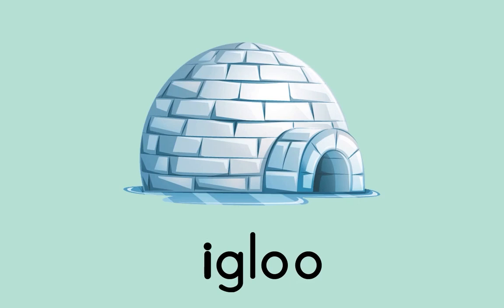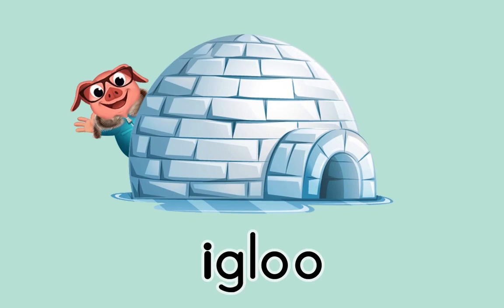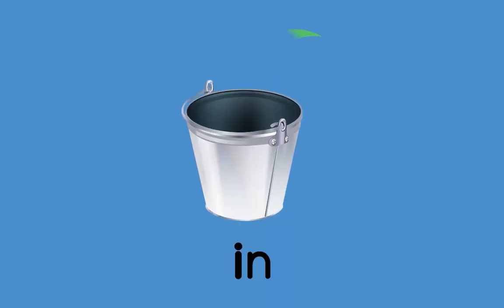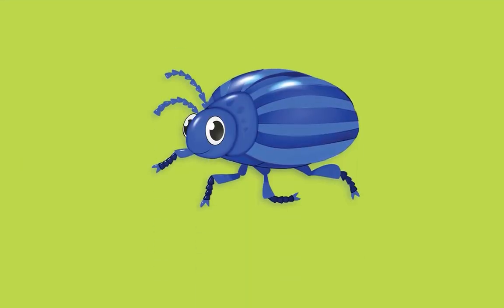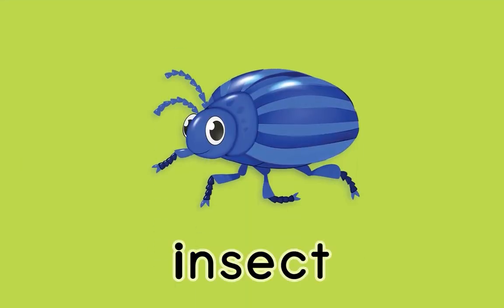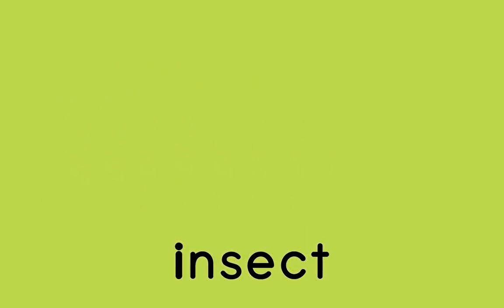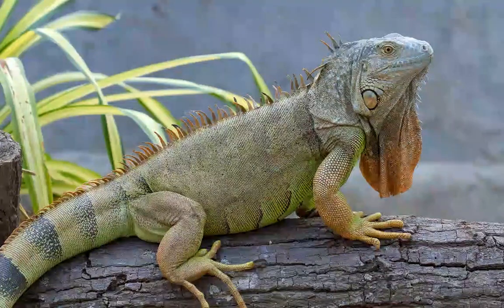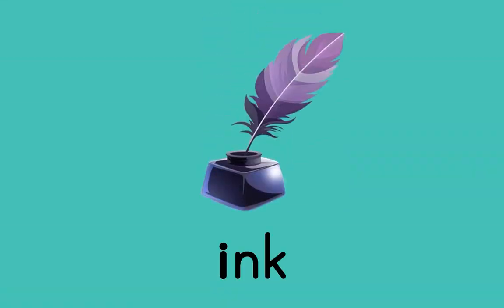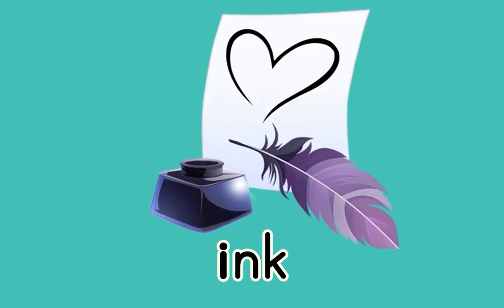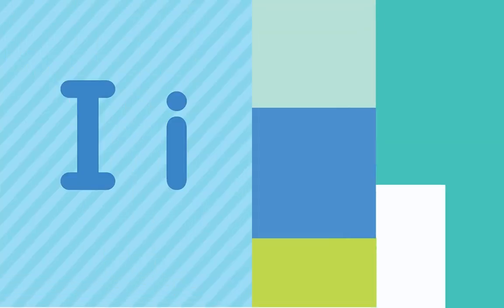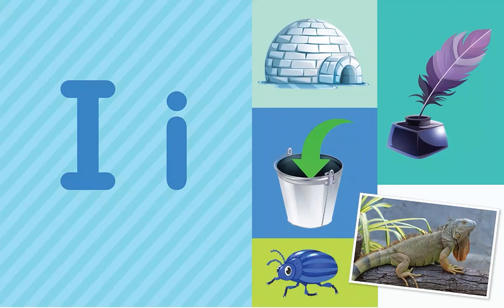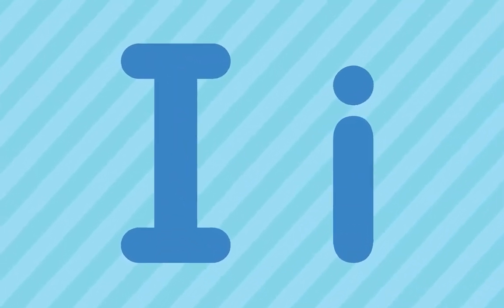Igloo. I, I, igloo. In. I, I, in. Insect. I, I, insect. Iguana. I, I, iguana. Ink begins with I. Ink. What letter do all these words start with? That's right. The letter I.